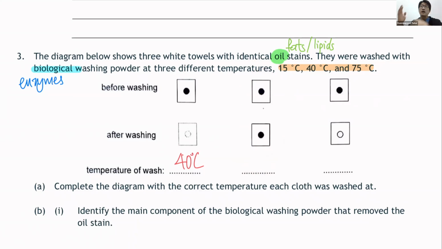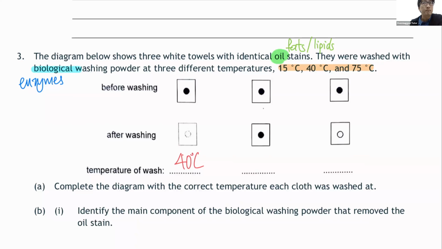If above optimum is denature, below is, what is that? Inactive, thank you. Inactive means you're sleepy, but you still can do a bit of work. So you're still going to be able to break down the oil, but not as effectively. So therefore, I'll say it's 40, 75, 15.